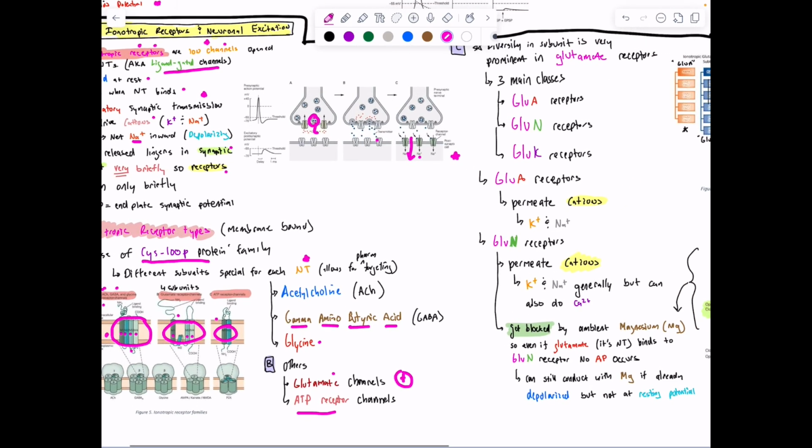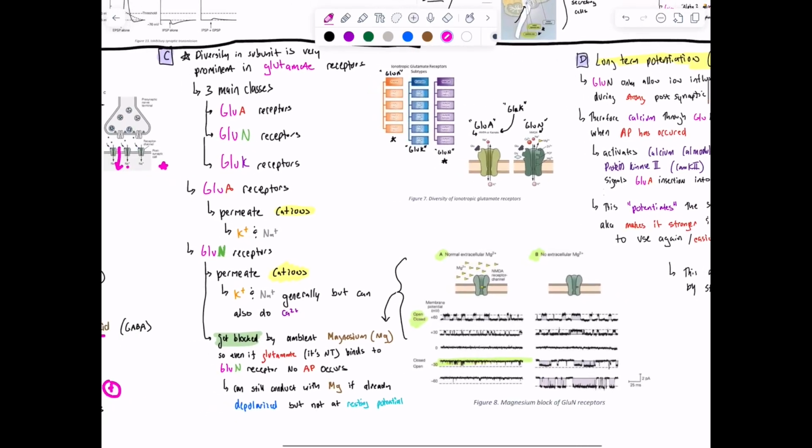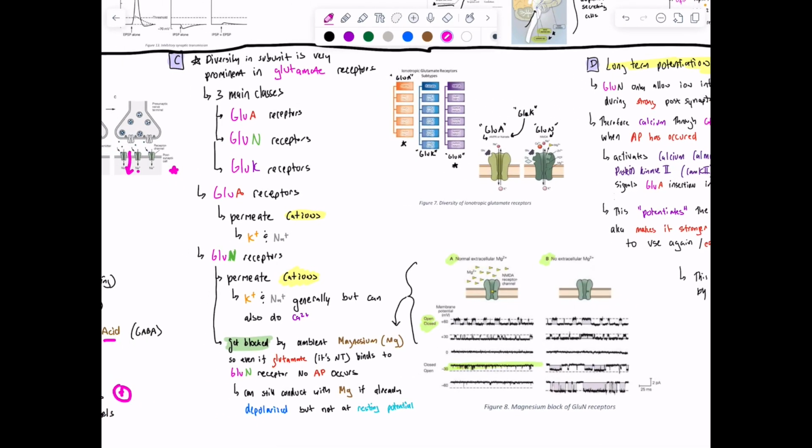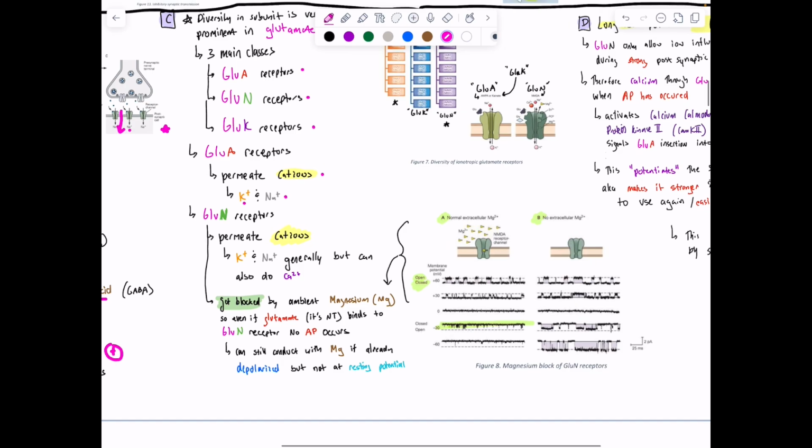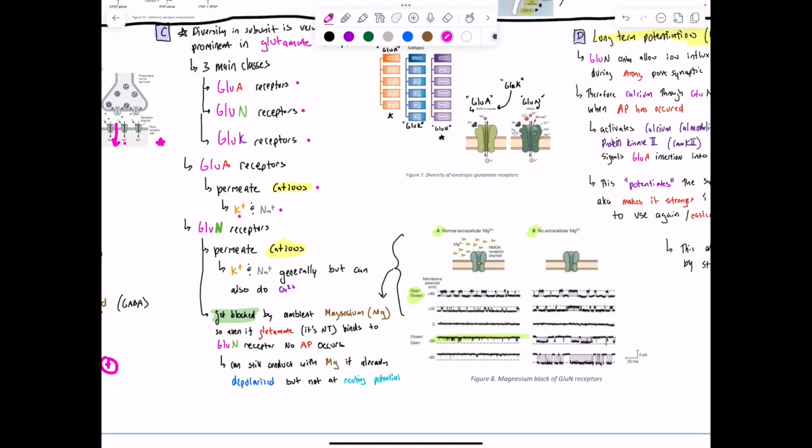So if glutamate's the one that we are using mostly in the central nervous system, let's talk a little bit more about that. There's three main classes of glutamate receptors, GLU-A, GLU-N, GLU-K, and you're just going to have them be used for slightly different things. GLU-A receptors are going to permeate the cations, K plus and Na plus. Remember, these are ligand-gated ionotropic, so basically ligand binds, glutamate binds. For GLU-A, sodium's going to go in, potassium's going to go out.